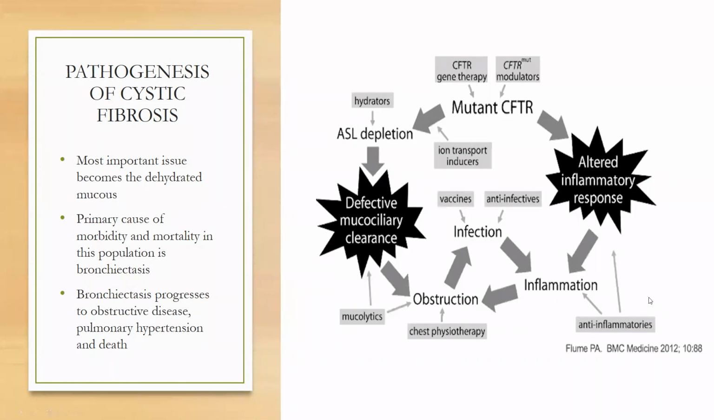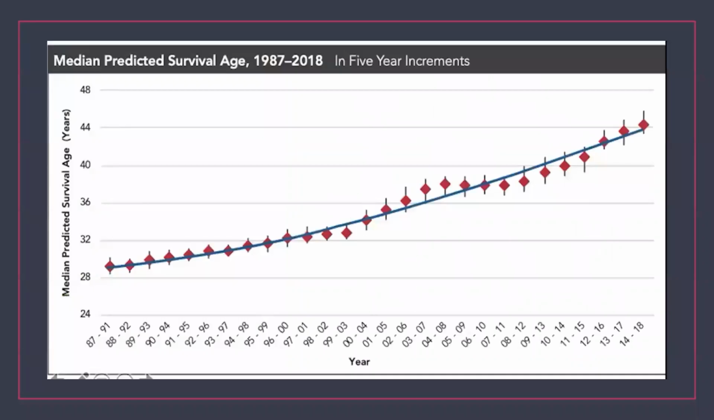Why I liked this picture here is because it talks about the CFTR gene receptor and what happens when you have airway surface liquid depletion. They don't have a lot of surface fluid, therefore the mucus becomes more thick. You have defective clearance, it gets obstructed, you get infection, inflammation, and it's just a cycle that keeps going. These small gray boxes are ways that we can intervene to help the symptoms of what's happening here.